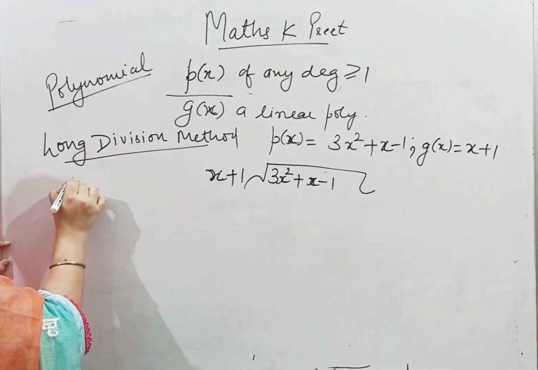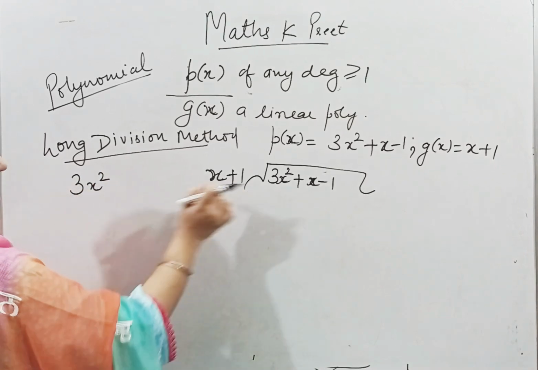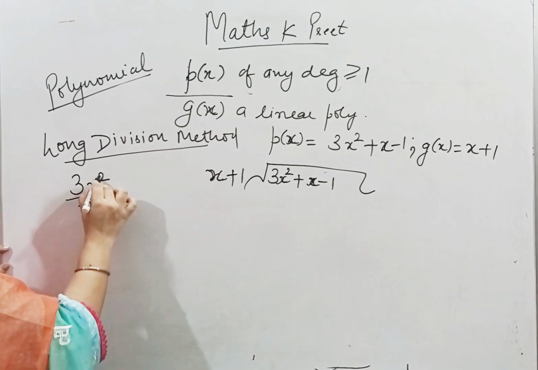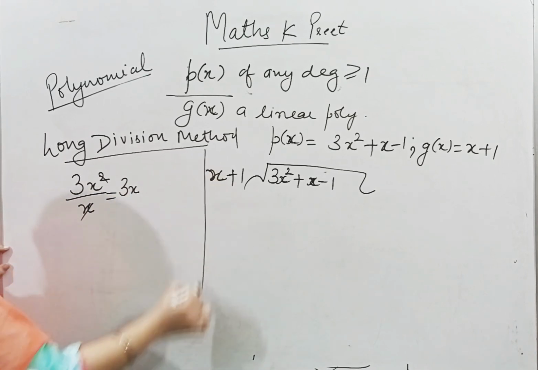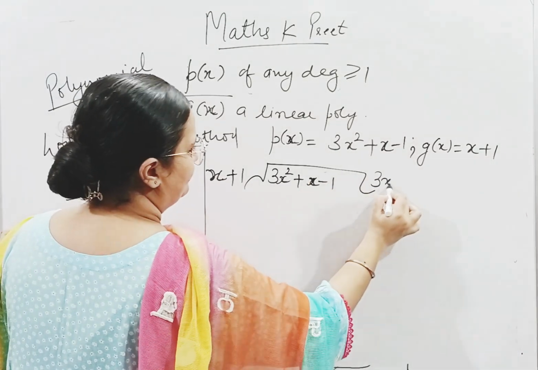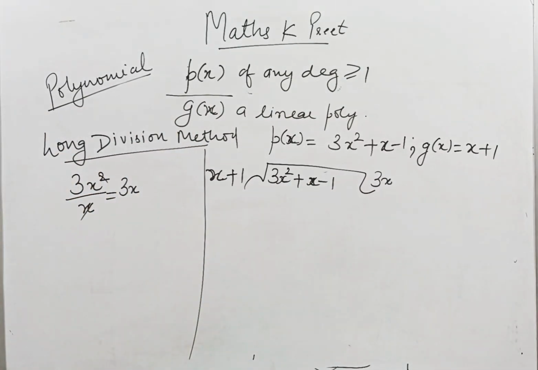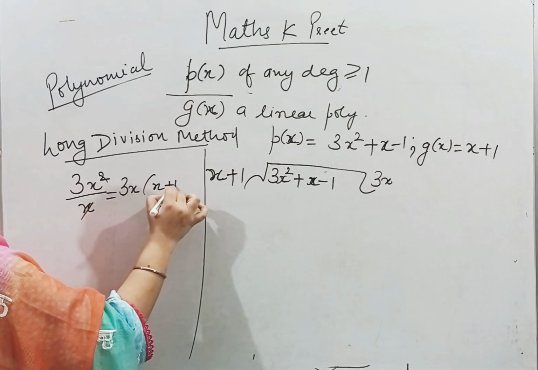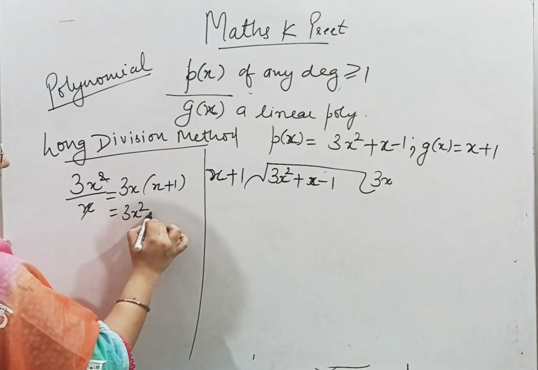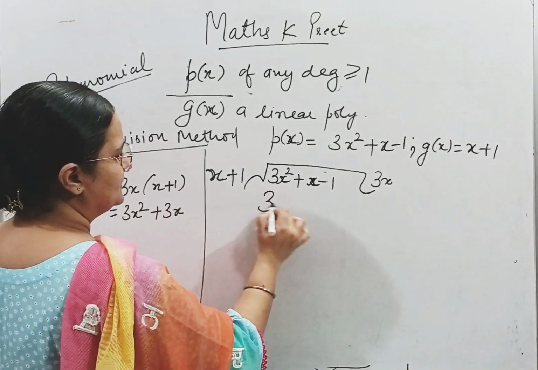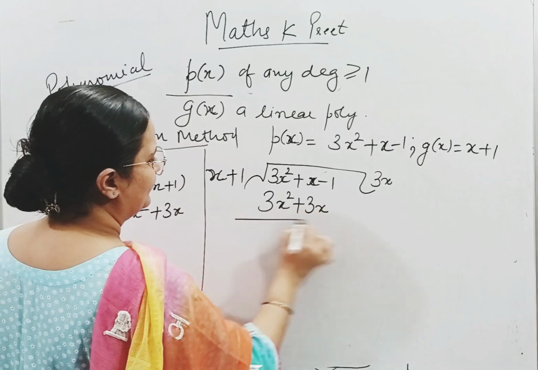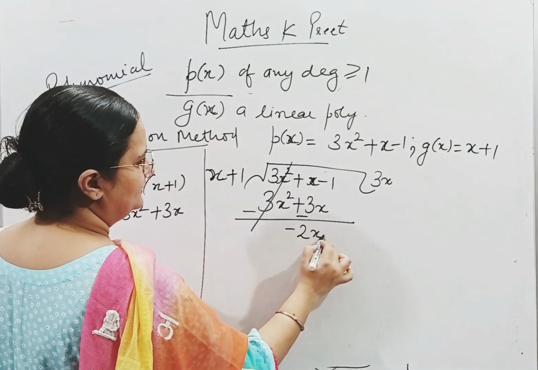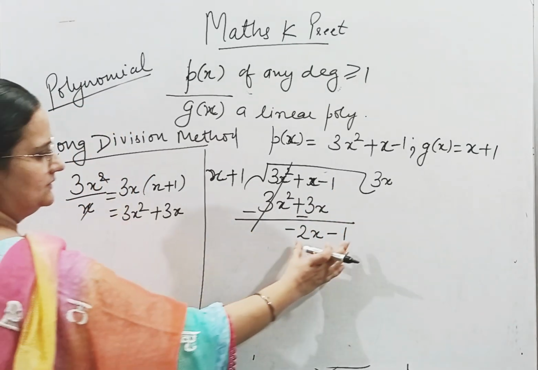After arrangement, we will take the first term of the dividend and divide it with the first term of the divisor, and after cancelling this out, we are left with 3x. This we have to write in the quotient, and we will multiply this 3x with the divisor, which is x plus 1. After multiplying, we are getting 3x square plus 3x. Now we will change the sign. We can cancel these out. Now minus 3x plus x is minus 2x minus 1.